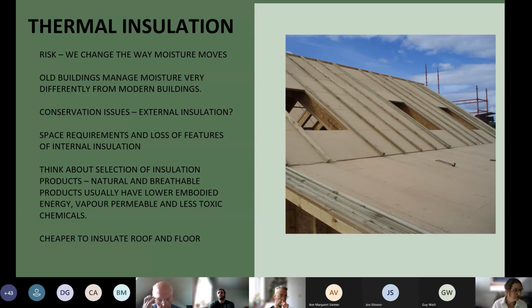If you're looking at insulating internally, we have to think about space requirements and loss of features and how we detail around all those fiddly junctions. From an ecological perspective, I'd encourage everybody to think about the types of insulation you're specifying. Obviously, I'm a keen user of natural and breathable building products. These generally have lower embodied energy. They're largely vapour permeable, so they allow vapour to move through them. Sometimes they can store vapour and release it later. And statistically also, they are usually made of less toxic chemicals, so there's less chemicals that build up in your buildings later on once they're constructed.